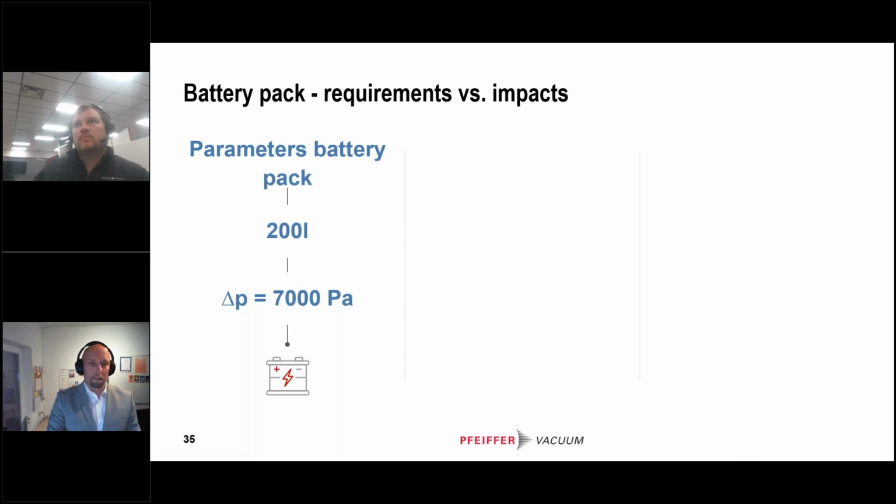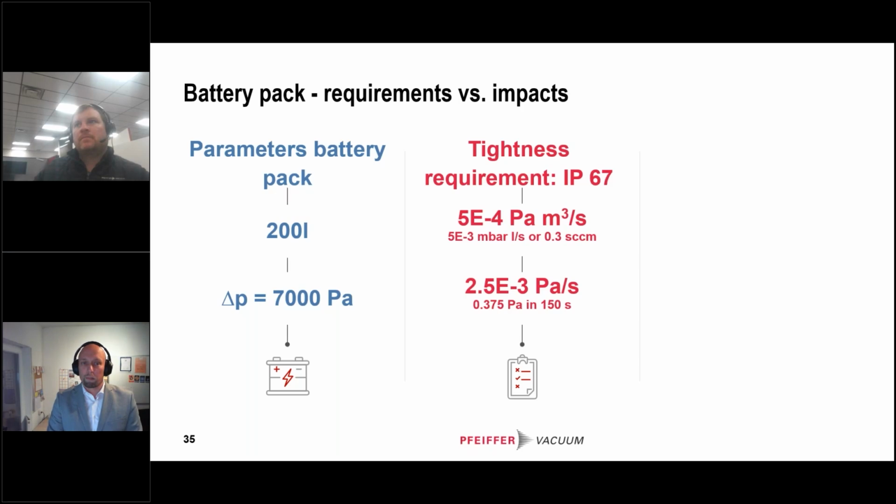Also, when we're talking about examples and ranges which are applied, it's also applicable to the tightness requirement. Quite common in this case is an IP67 rating, which means dust proof as well as immersion under 1 meter of water for 30 minutes, so no water will ingress the product tested. But we can face also stricter tightness requirements or even a bit looser, so much higher leak rates. For this example, we just want to stick to the IP67 rating, which more or less correlates to a 5E-4 Pascal cubic meter per second rejection level, or 5E-3 millibar per second, or 0.3 SCCM.